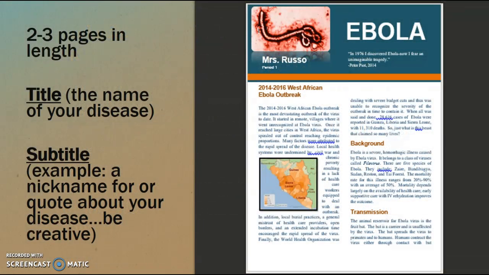First, your newsletter should be 2 to 3 pages in length. This will ensure that you have just the right amount of graphics and text. The first heading you should have is your title and subtitle. The title is the name of your disease, and the subtitle is maybe a nickname or a quote about the disease. As you can see in my newsletter, the title of my newsletter is Ebola, and I chose a quote for my subtitle, and this quote was by the gentleman who discovered Ebola.